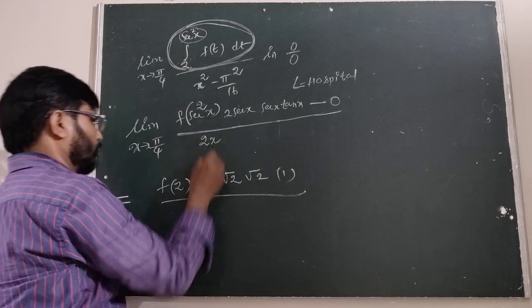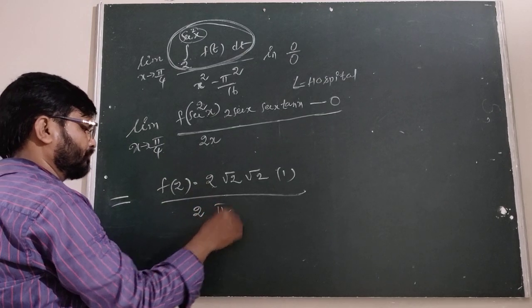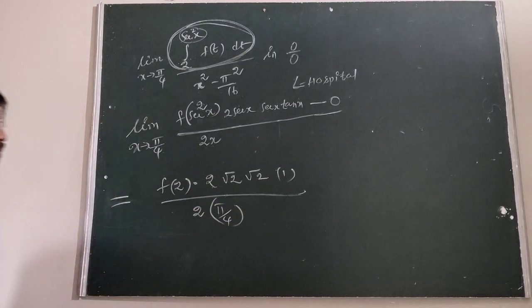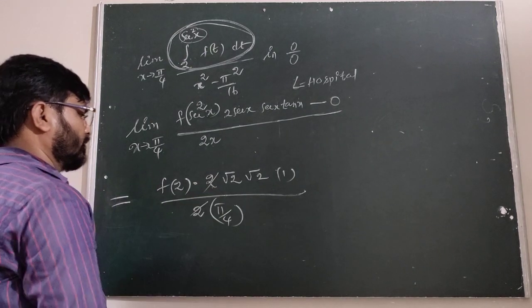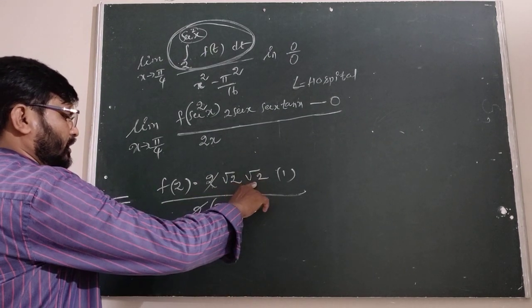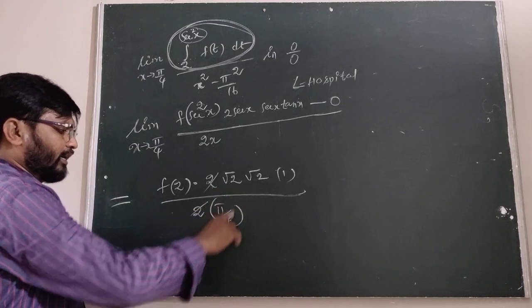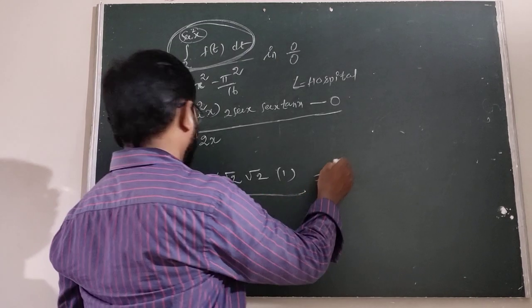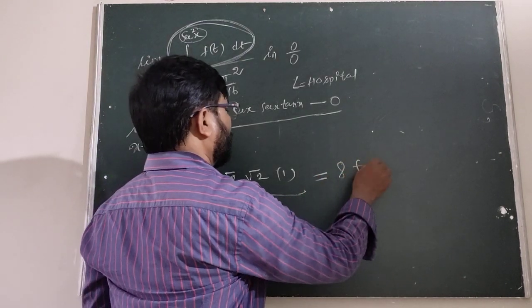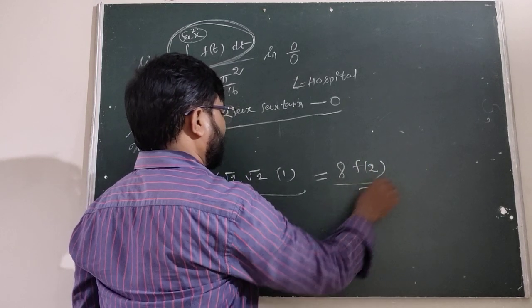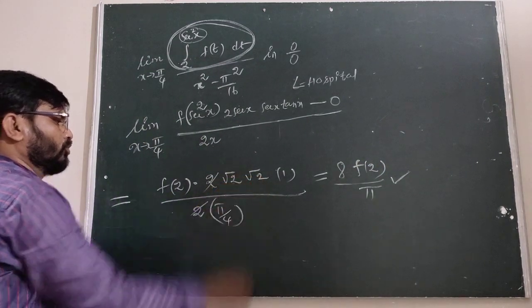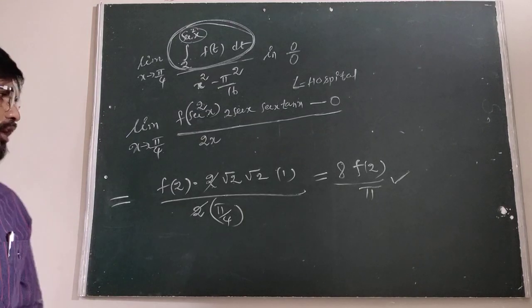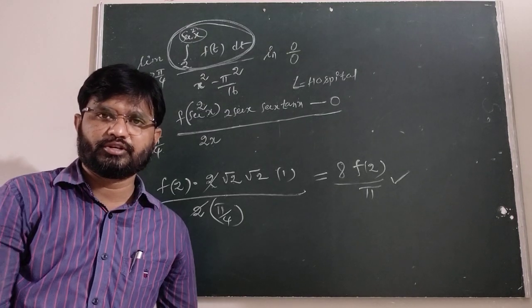Therefore 2 into, now this is pi by 4. In this case the 2 cancels. Root 2 into root 2 is 2. Pi by 4 goes to the numerator. Then 4 2s are 8, into f of 2 by pi is the answer. So 8 into f of 2 by pi is the required solution. Okay.